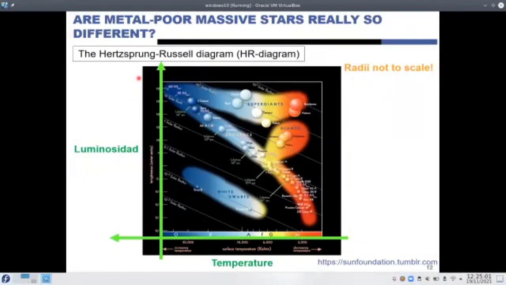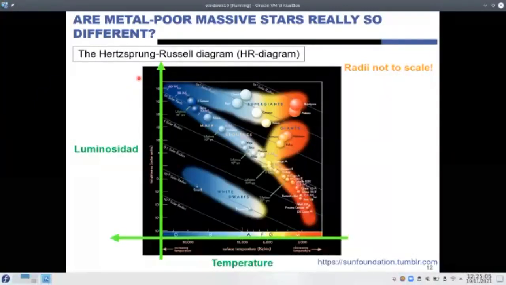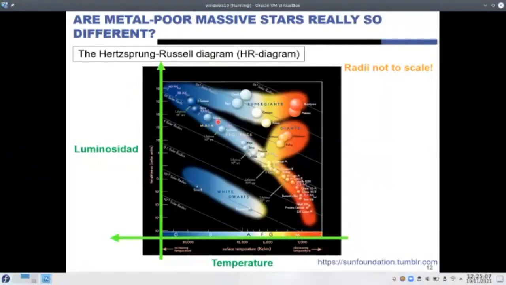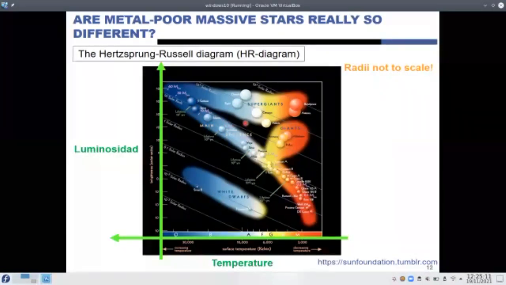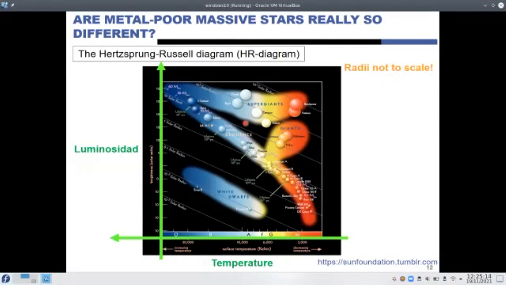In this example that I show here, there are four very distinct loci. One is the main sequence. This is the most populated part of the HR diagram, usually. It's made of the stars that are burning hydrogen, that is, remember, fusing hydrogen atoms to form helium. And that's where all stars in general spend most of their lives.